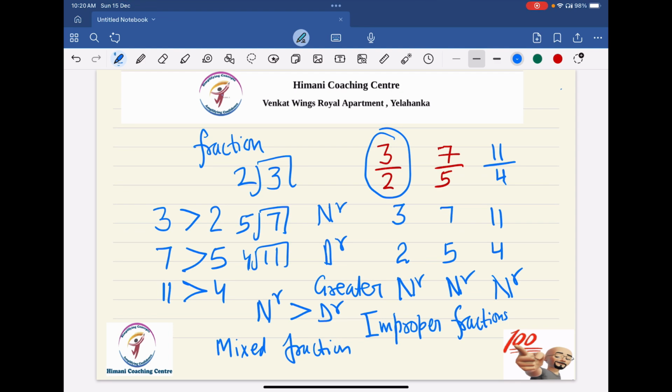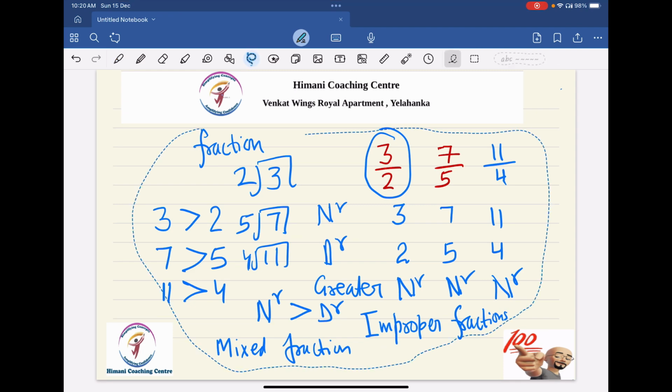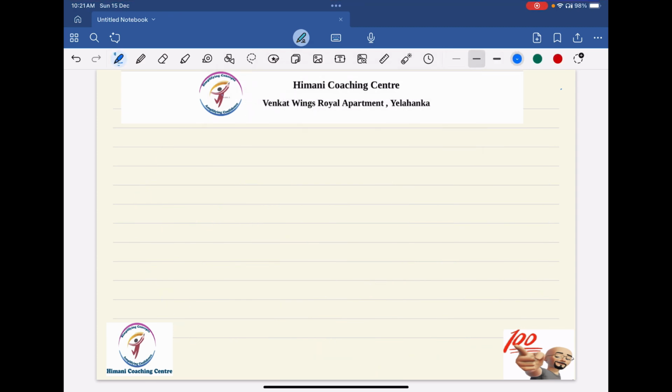And how do we get that? Now we will learn that. You can quickly note this down, or you can rewind it and note it down later. So now let us look at how we convert an improper fraction into a mixed fraction. We had the first one as 3 by 2. So let us divide 3 by 2.